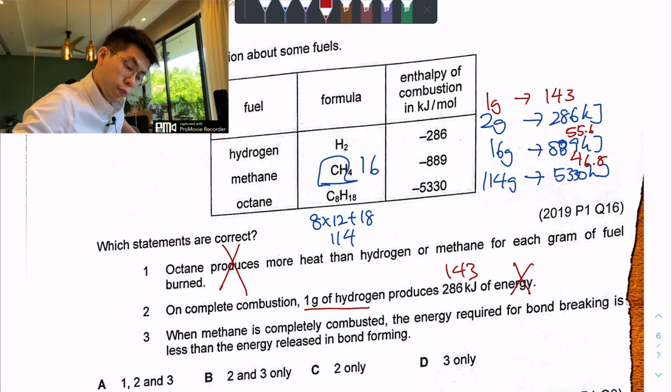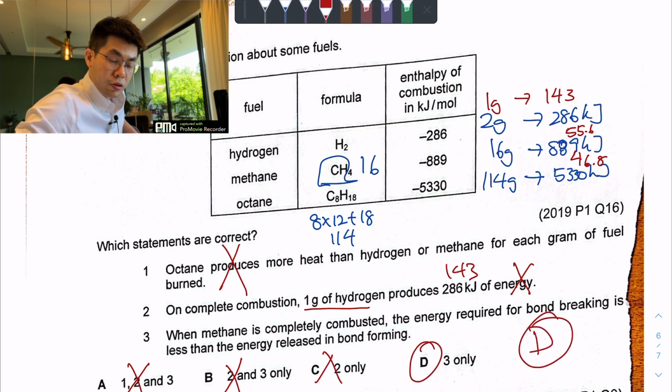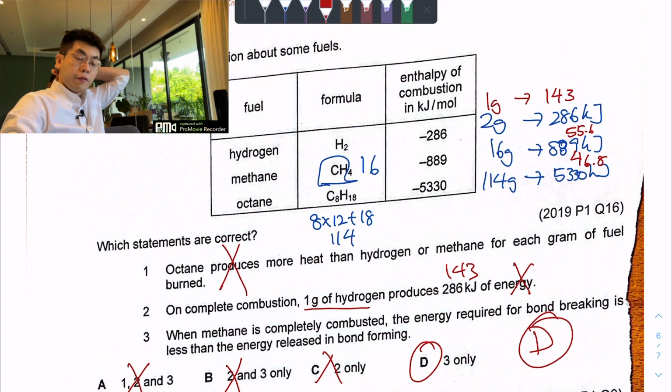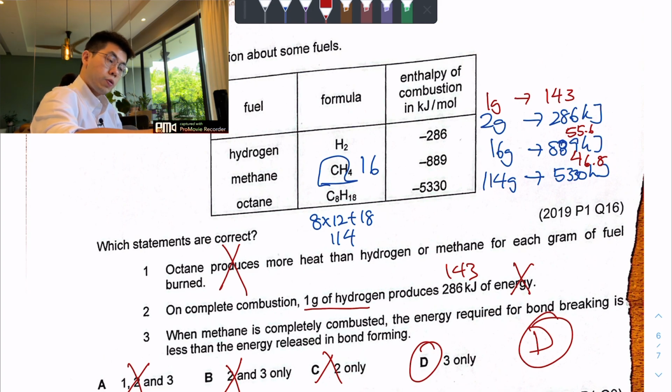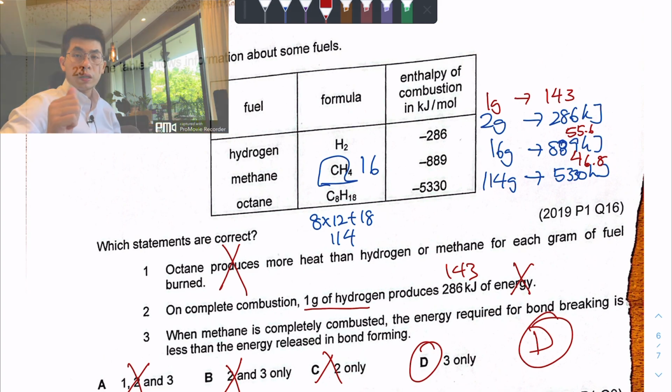The energy required for both. Okay, this one is next chapter, not next chapter, Sec 4 chapter. So you already know that 1 and 2 is wrong, so this one cannot. 2 is wrong, so the only remaining answer will be D. So I think at Sec 3 level, this is a good enough answer. Alright, so I hope that will be fine. All the best.